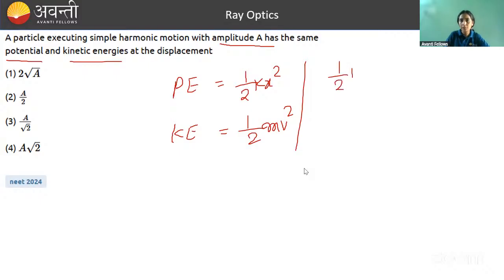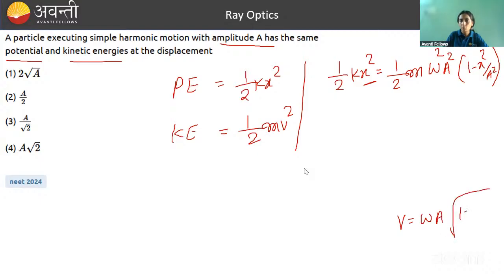So आप इन दोनों को इक्वेट कर दो, हाफ के एक्स स्क्वायर इक्वल टू हाफ एम वी स्क्वायर को हम क्या लिख सकते हैं, क्योंकि यहाँ पे देखो एक्स के टर्म में है ये पोटेंशियल एनर्जी, kinetic energy also we need to write in the terms of x. So if you write in the terms of x, that this will become omega square a square 1 minus x square by a square. क्यों? क्योंकि velocity का formula we know that is omega root of a square minus x square, that is omega a root 1 minus x square by a square. So this thing I have written here.